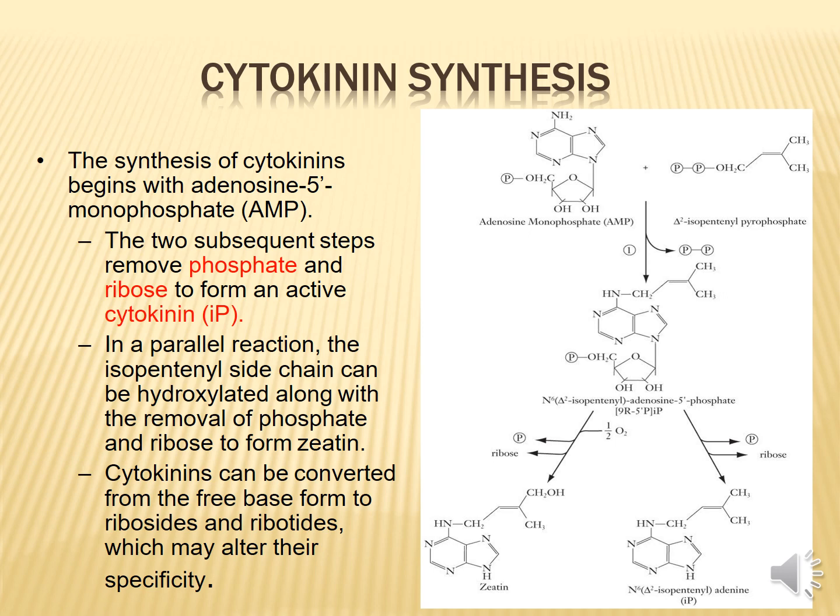Okay, so in the second process, first they remove the phosphate, second they remove the phosphate and ribose, and at the same time they are hydroxylated, entering the oxygen in order to produce the zeatin. So what we can see is that cytokinin in this process can be converted from the free base form to a riboside or ribotide because they remove the ribose sugar.